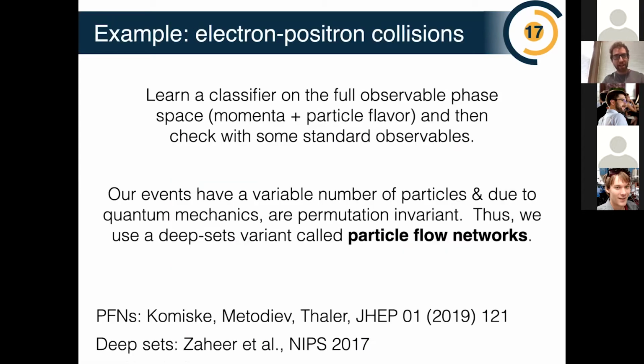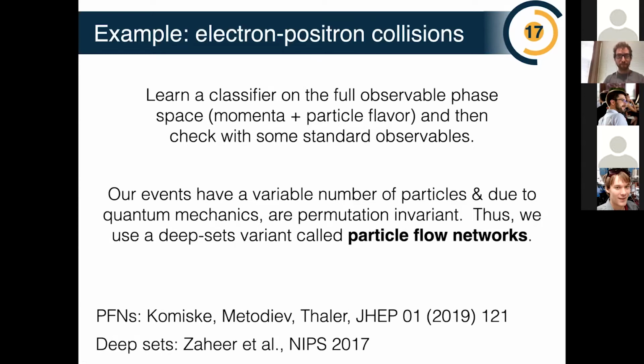Okay, and the context here is that we want to do reweighting on the full phase space, so all the particles and their type. And the neural network architecture that we're going to use is called the particle flow network, which is basically a deep sets variant. And deep sets is a very clever neural network architecture that basically acts on sets, so it's permutation invariant, and it can take variable length inputs. And there are some really beautiful papers down here at the bottom of the screen if you want to read more about them.